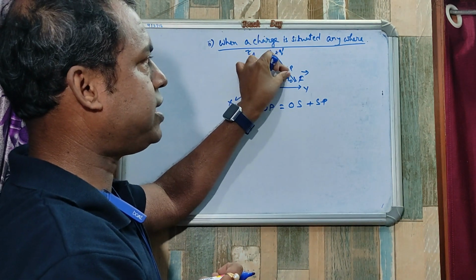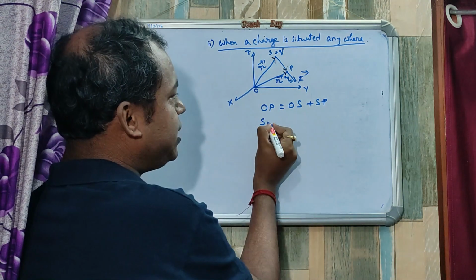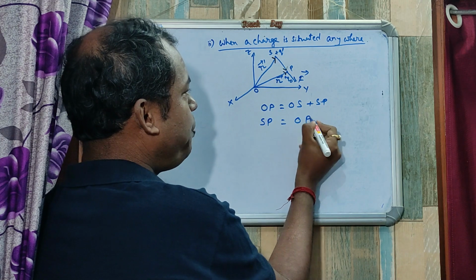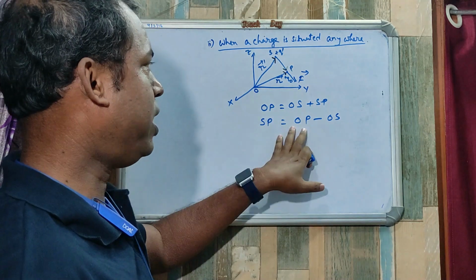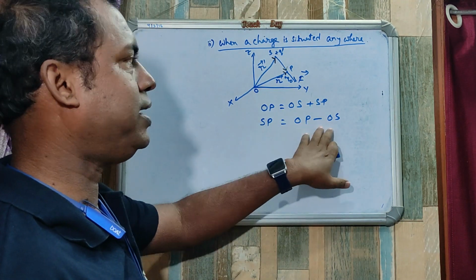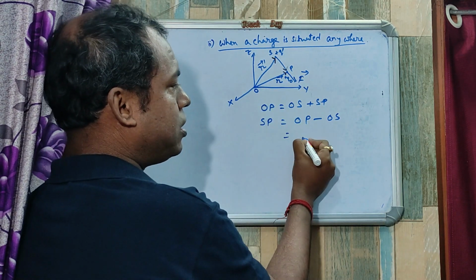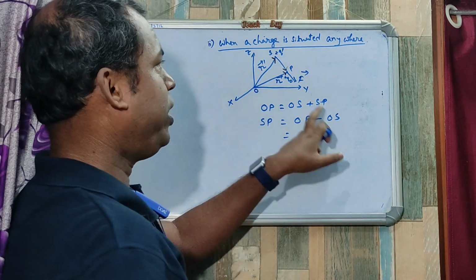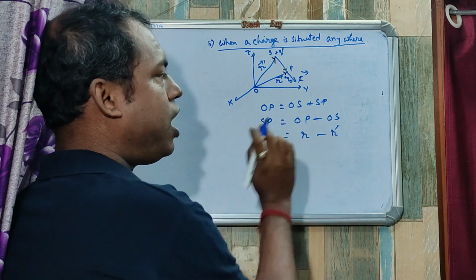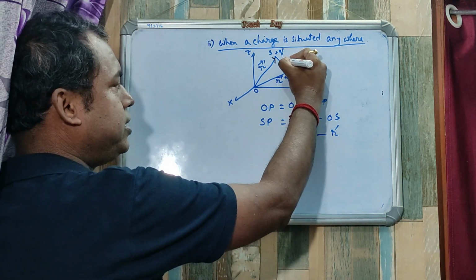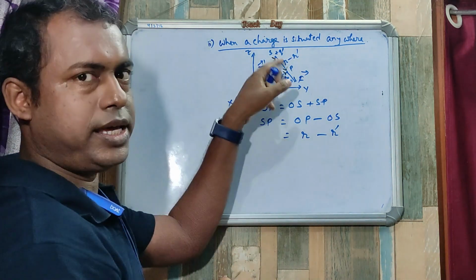We want to find the distance SP, that is the distance between the source charge and the test charge. This is the main reason. So what is the distance? That is SP. SP equals OP minus OS. OP is equal to vector R, and OS equals vector R dash. So SP equals R minus R dash. So R minus R dash represents the vector SP.